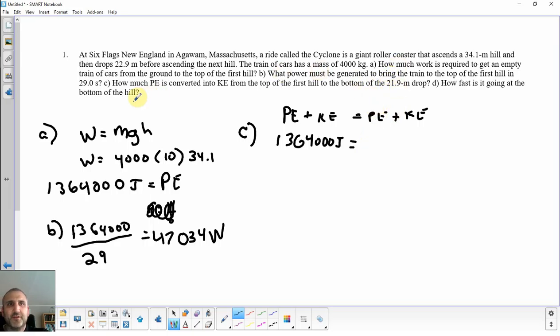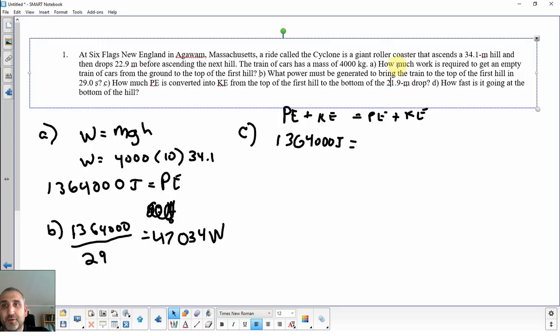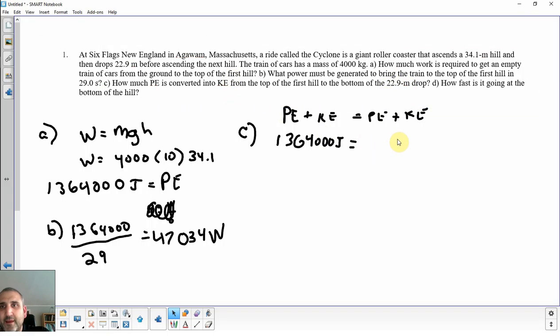First off, it drops 22.9 meters between ascending to the next hill. So I should probably have made up my mind. Do I want it to be 21.9 meters or 22.9 meters? A little typo in there. So I am sorry. Top of the hill to the bottom of the 22.9 meter drop. So it drops 22.9 meters.